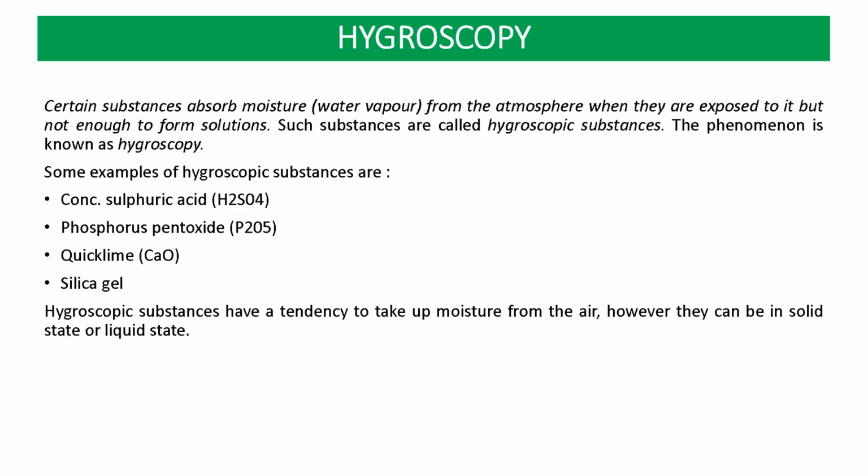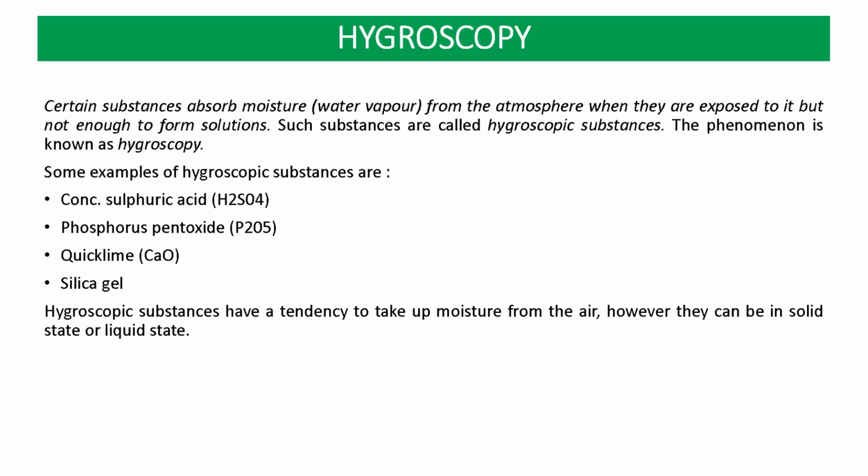The next topic is hygroscopy. What is hygroscopy? Certain substances absorb moisture from the atmosphere when they are exposed to it, but not enough to form a solution. In deliquescence, we studied that substances absorb moisture from the atmosphere and convert into a solution. But in hygroscopy, certain substances absorb moisture from the atmosphere, but they do not convert into a solution. So these substances are called hygroscopic substances, and the phenomenon is known as hygroscopy.